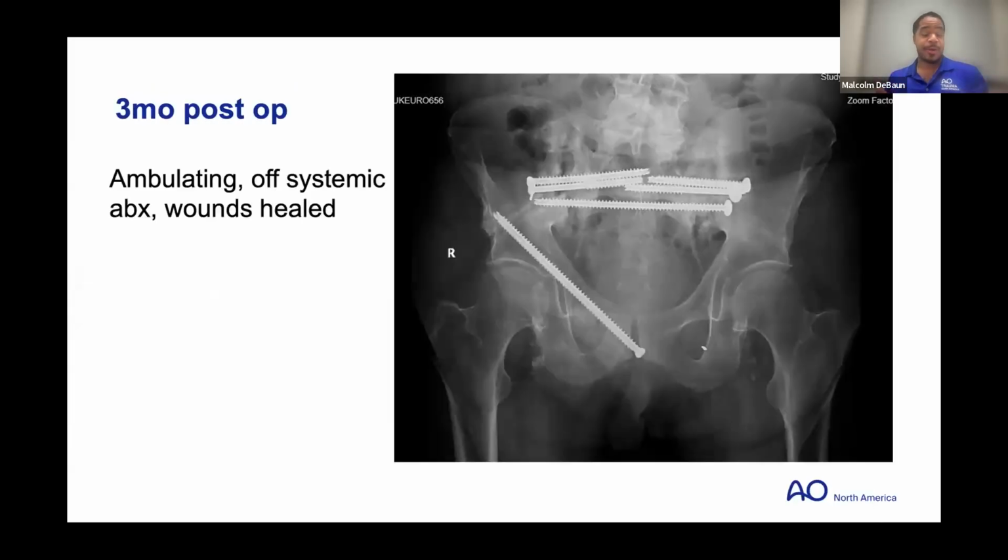And turns out he followed up. He actually came to clinic 3 months after, and he was ambulating and he was off systemic antibiotics. His wounds were healed. And to me, I think this was a really nice example of how you do need to consider all the reasons why patients may not heal: infection, instability, alignment, host factors, etc., and try to manage all of those issues as best as you can to provide that patient with the optimal result.